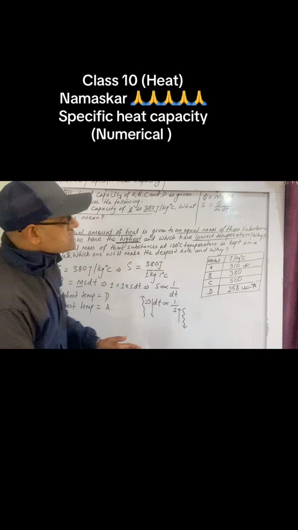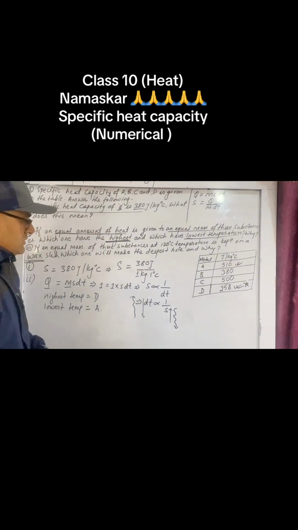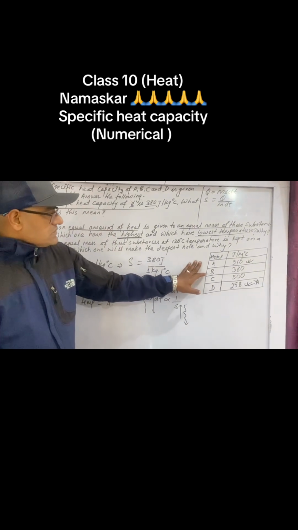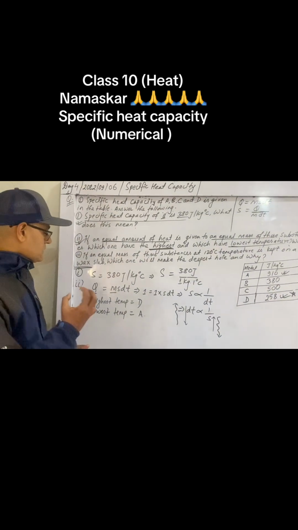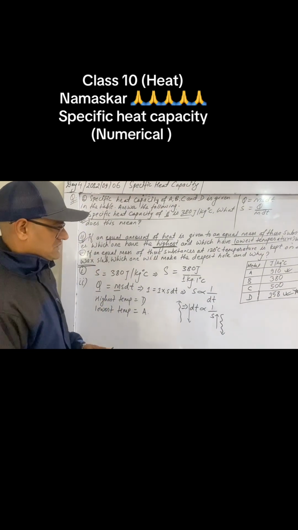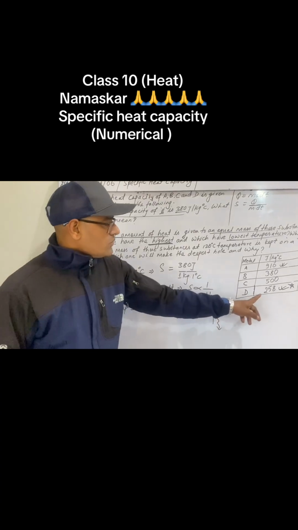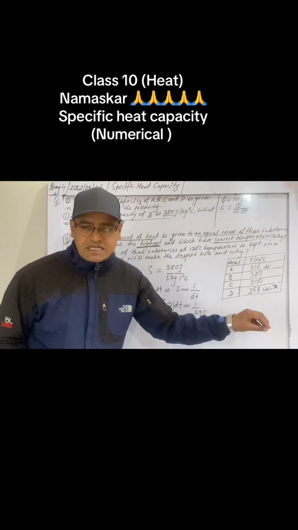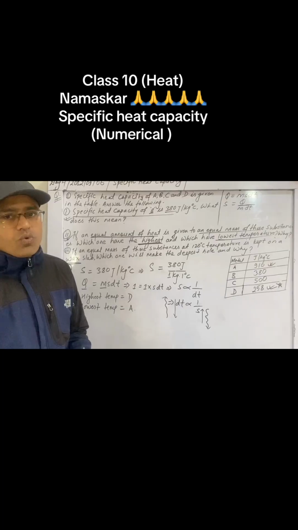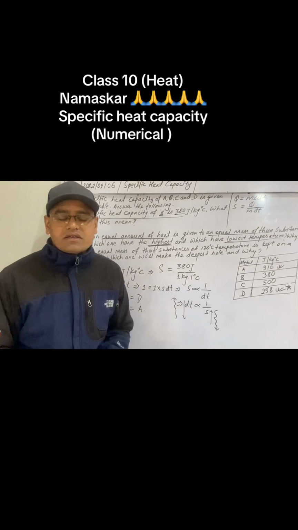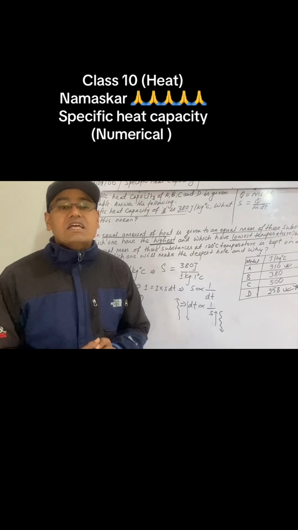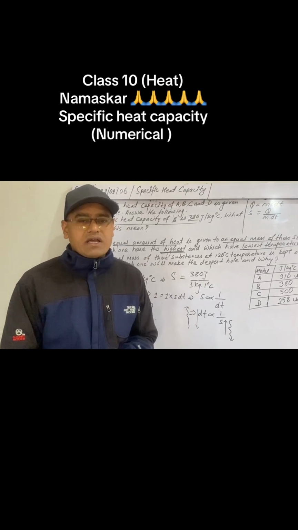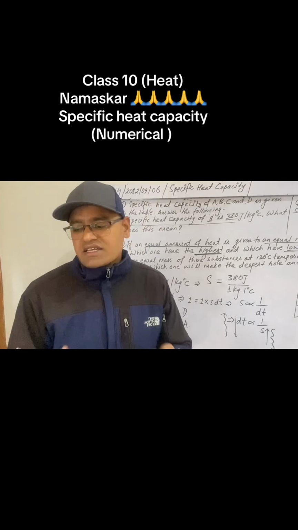Why? Because if any substance has more specific heat capacity, it will absorb the least heat, and the substance having the lowest specific heat capacity will absorb more heat. That is the reason why there will be one question asked in the exam: why are deserts very hot during the day and very cold during night time?